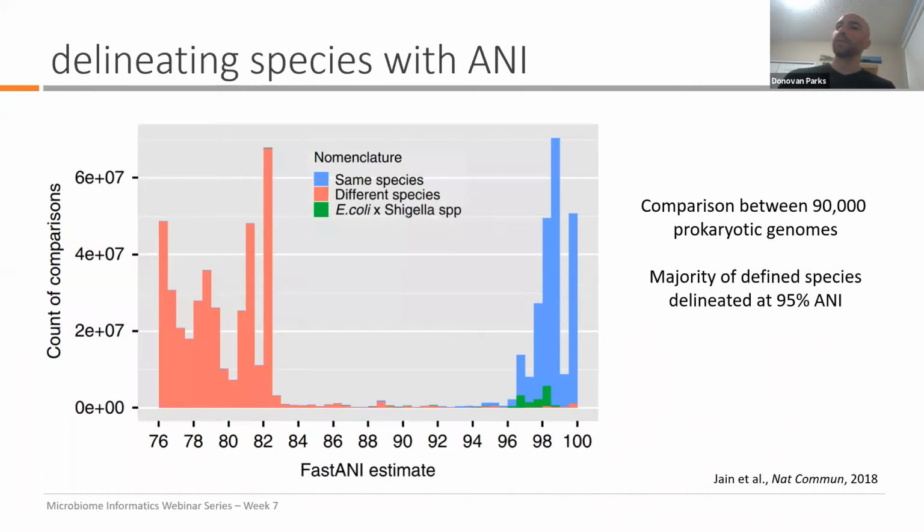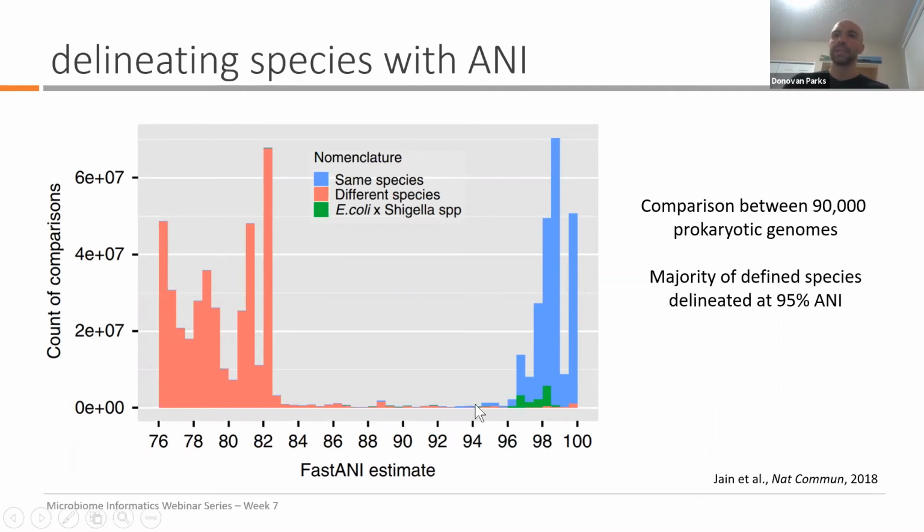This is a different view of that data. This is from the FastANI paper by Jain and colleagues in 2018. Here we have many more genomes at this point. They're looking at 90,000 prokaryotic genomes and all the pairwise combinations of those, and plotting that out as a function of their average nucleotide identity.